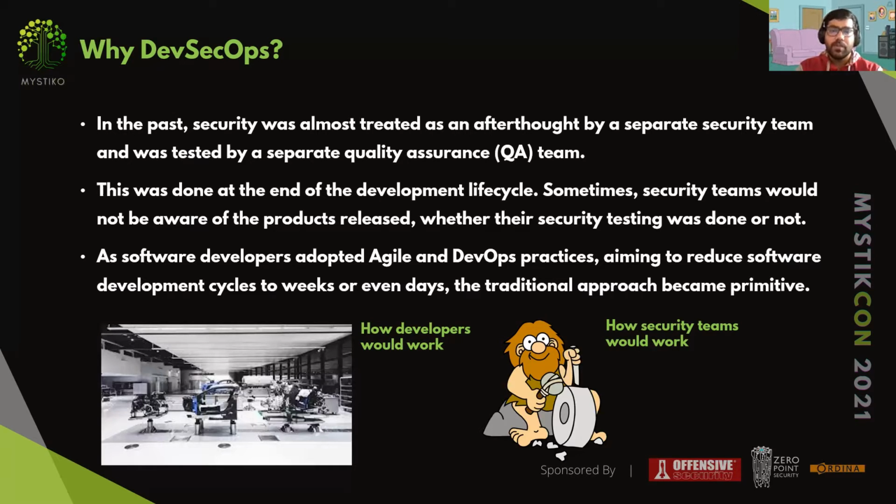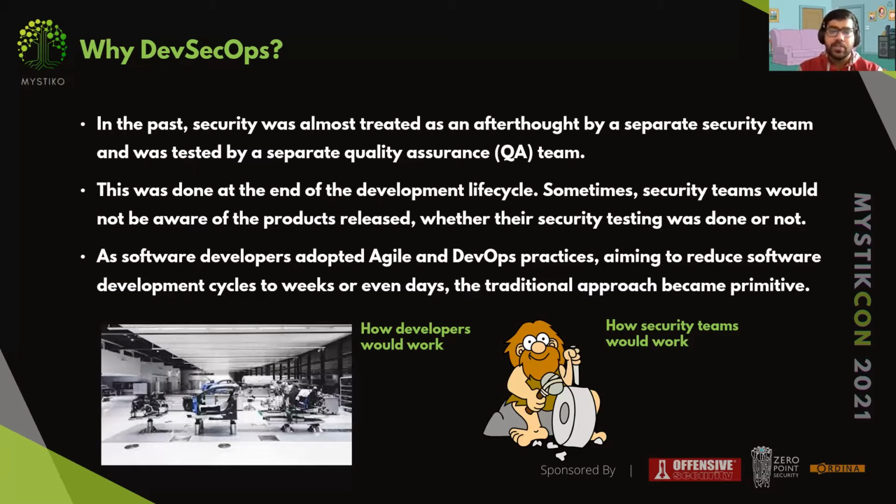So software developers adopted agile and DevOps practices, aiming to reduce the software development cycles to weeks or even days, or in some cases even minutes, now that DevOps has grown so exponentially in organizations. This traditional approach would really become primitive.